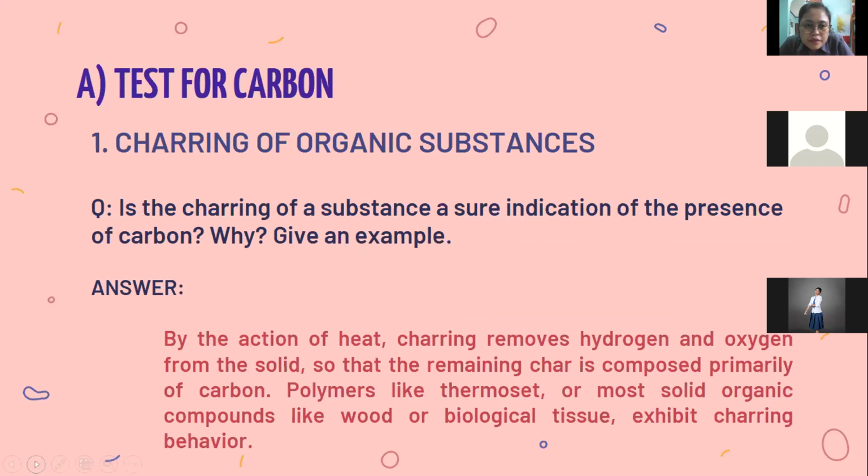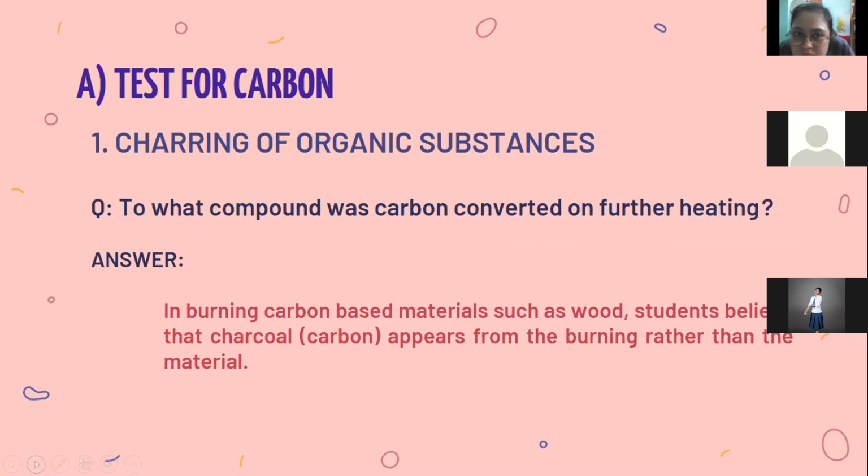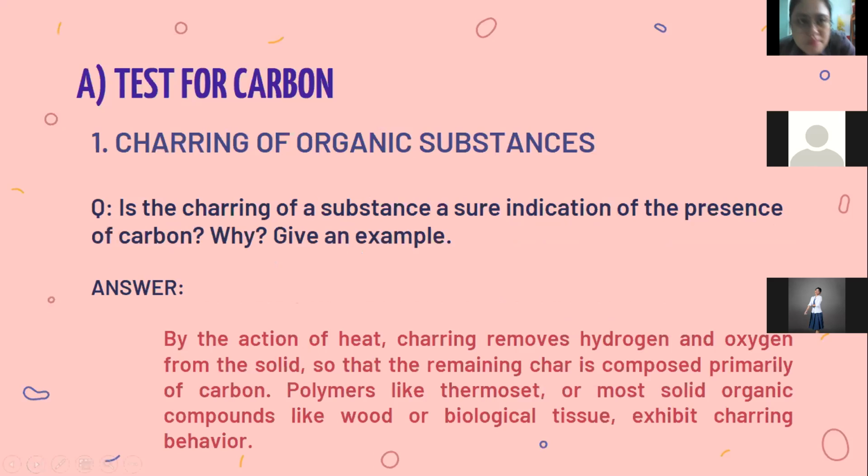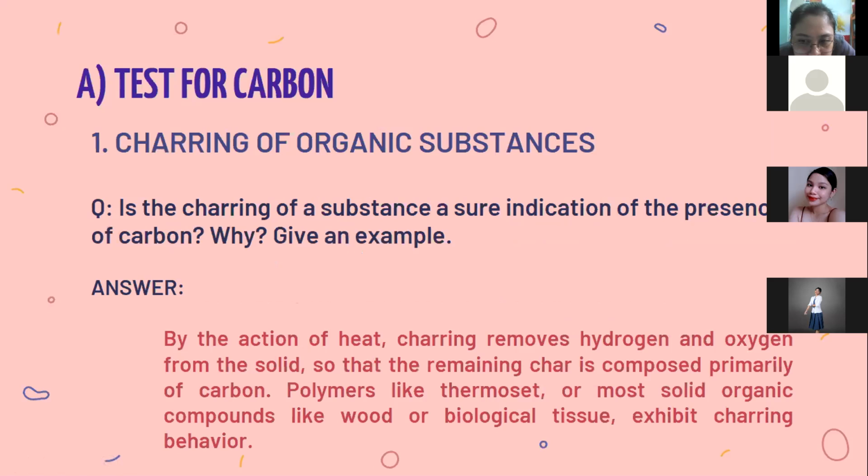So, a test for carbon. Number one, charring of organic substances. And the question is: is the charring of a substance a sure indication of the presence of carbon? Why? And give an example. So our answer is, by the action of heat, charring removes hydrogen and oxygen from the solid so that the remaining char is composed primarily of carbon.